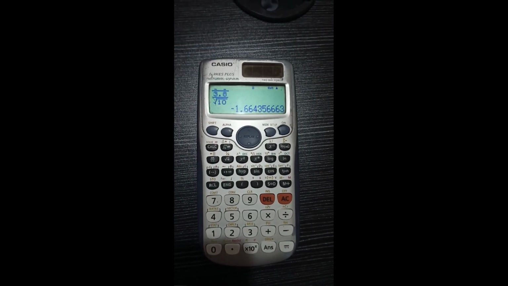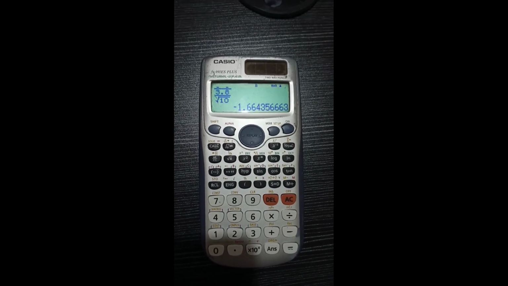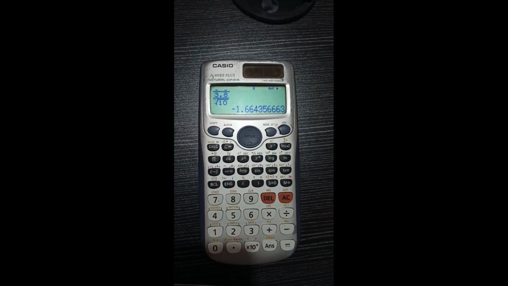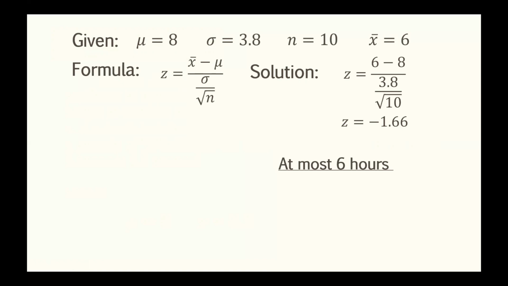And then, round off to 2 decimal places, we will have here negative 1.66. In the problem, you have to take note that in the what is asked part of the problem, ang nakalagay doon is at most 6 hours. Para malaman natin kung saan yung shaded region ng normal curve, we have to take note of this keyword, that is at most. When we say at most, meaning maximum na daw yung 6 hours. Yung 6 hours na convert na natin into z-score and that is negative 1.66.